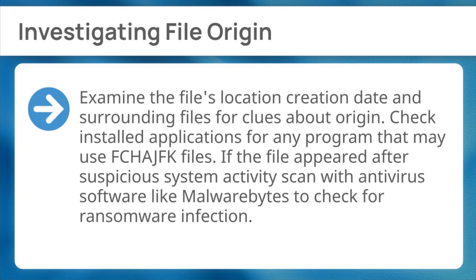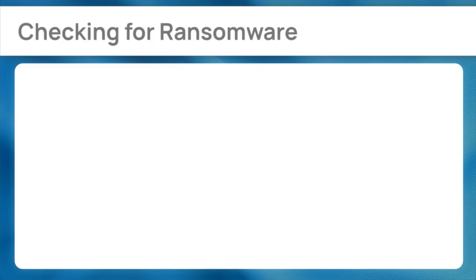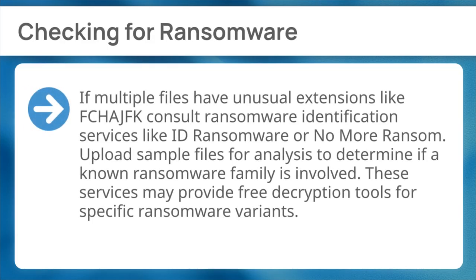If the file appeared after suspicious system activity, scan with antivirus software like Malwarebytes to check for ransomware infection. Next, checking for ransomware. If multiple files have unusual extensions like FCHAJFK, consult ransomware identification services like ID Ransomware or No More Ransom. Upload sample files for analysis to determine if a known ransomware family is involved. These services may provide free decryption tools for specific ransomware variants.